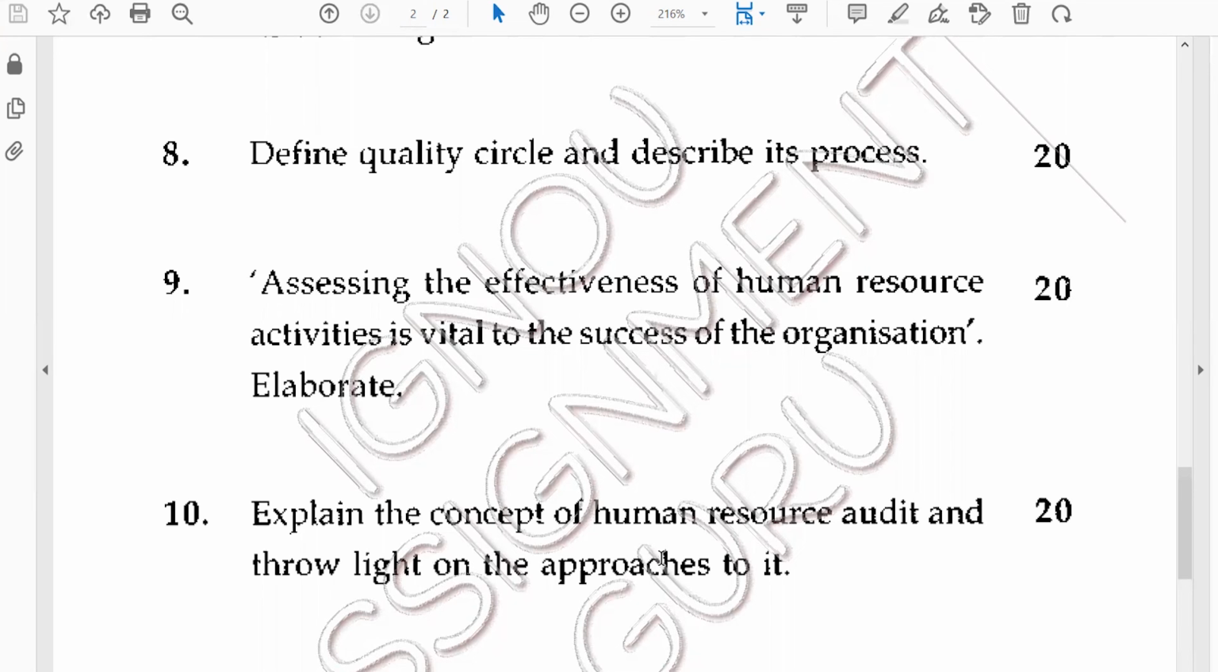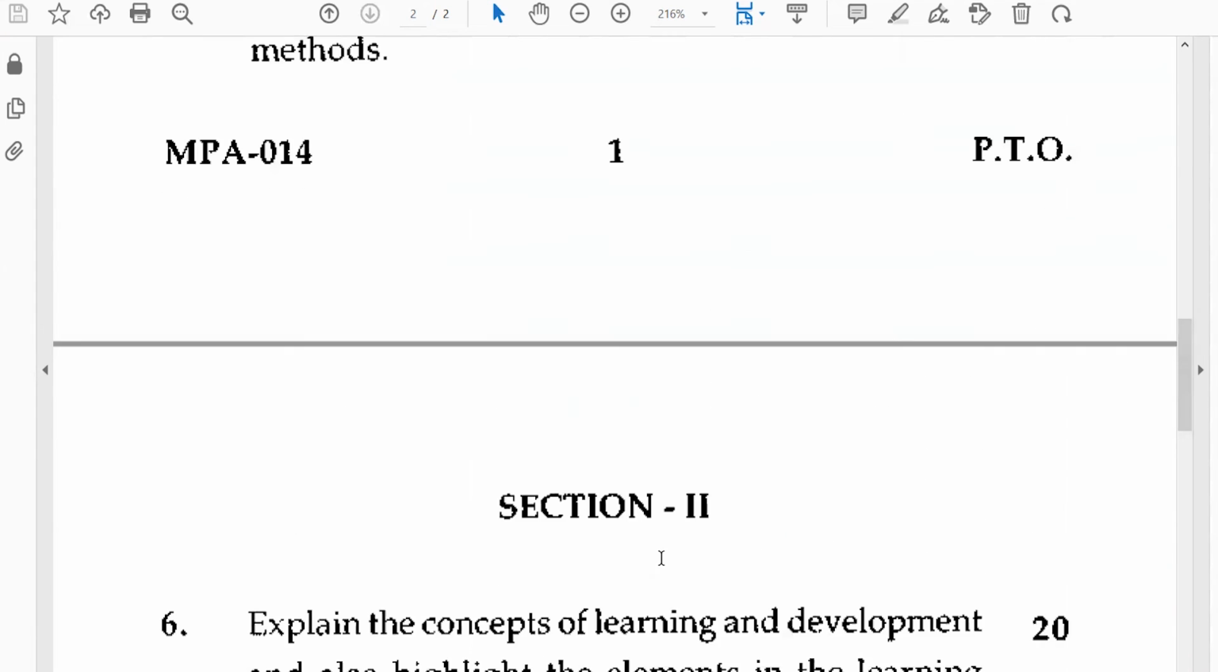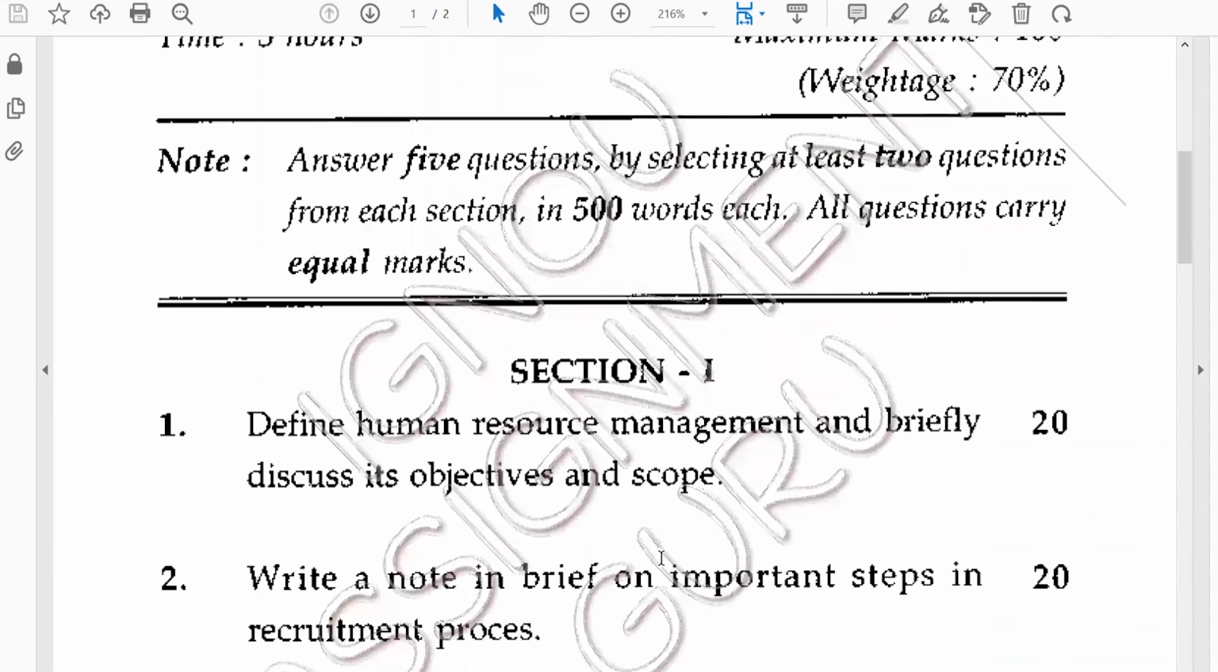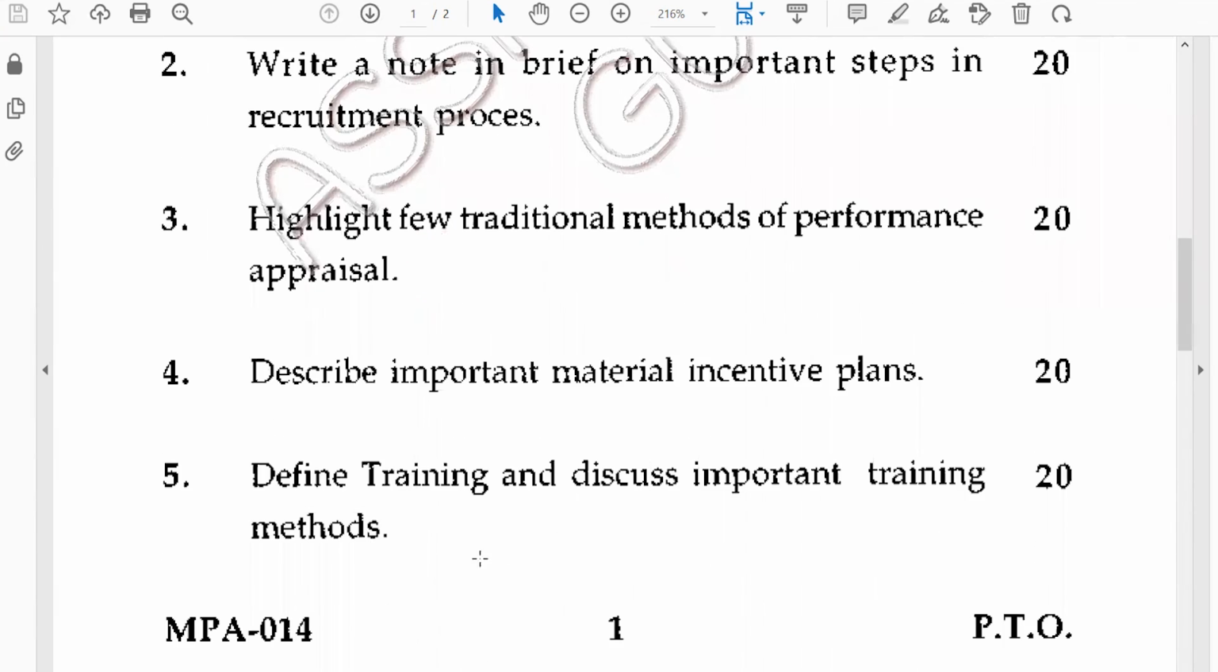And the marks have already been described in the instructions at the top. It says: answer 5 questions by selecting at least 2 questions from each section, in 500 words each. All questions carry equal marks. So that being there, I have tried to answer question number 1 and question number 5 for the information of the students, so that they could prepare themselves to answer the questions as required and appear for the examination.